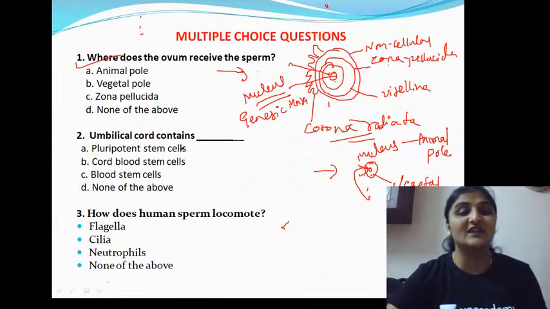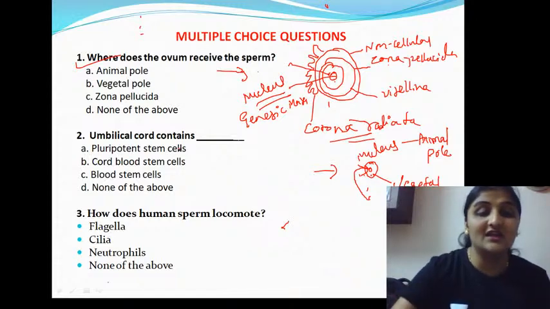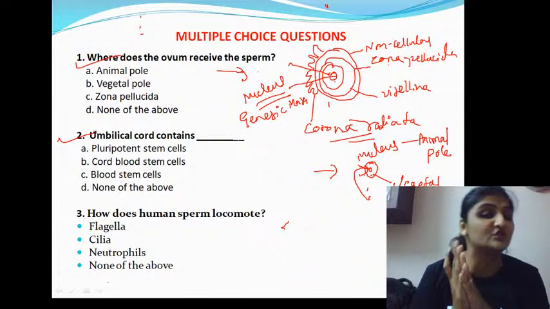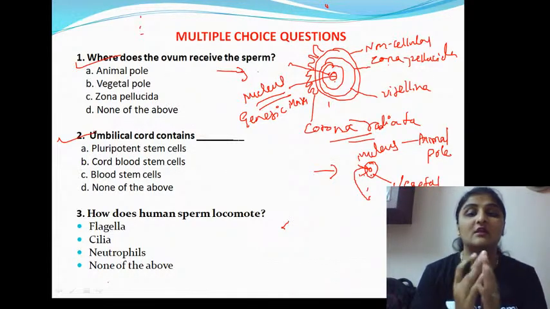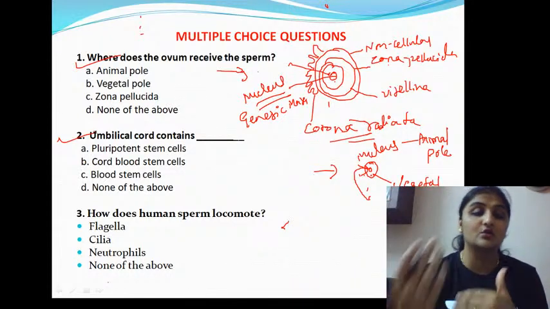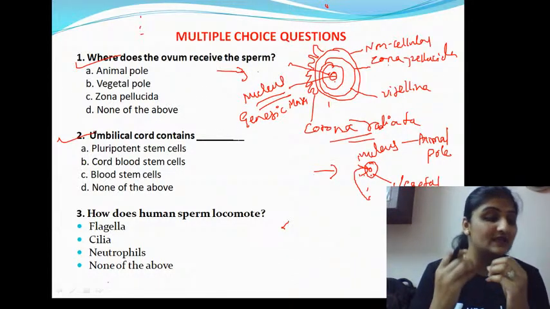Yes, so we'll go for the next question. Everybody, umbilical cord contains what, students? This is very common, which you know. Umbilical cord is something related with the newborn baby, or the baby which is going to take birth, right? So what is umbilical cord?